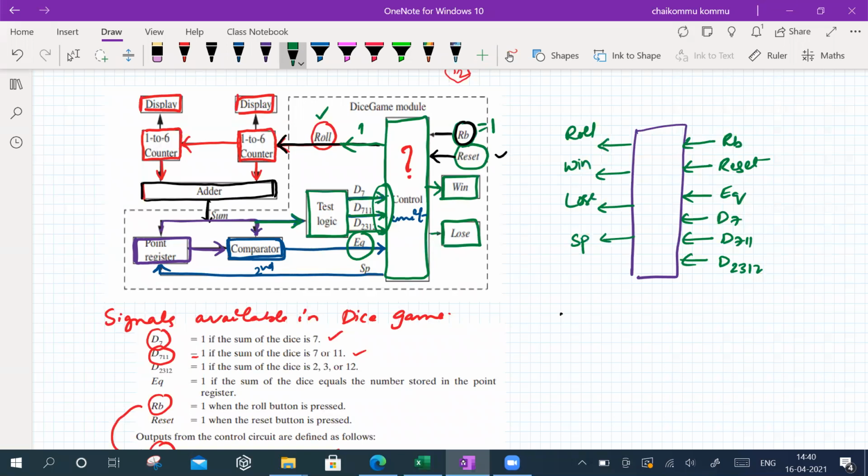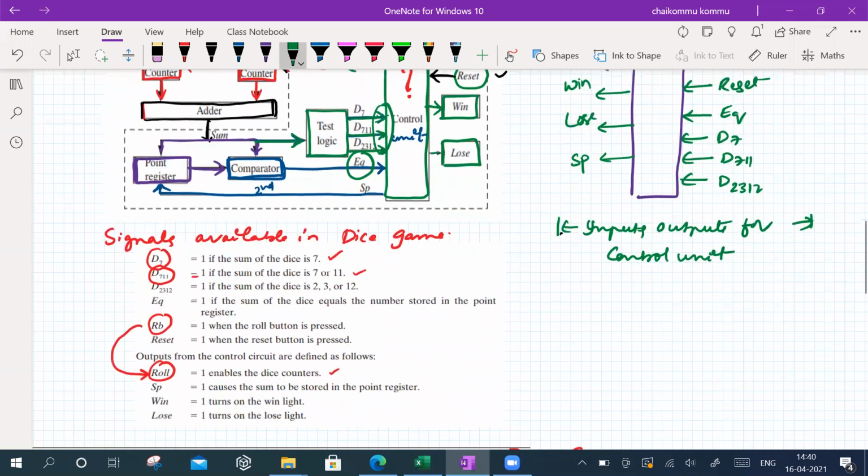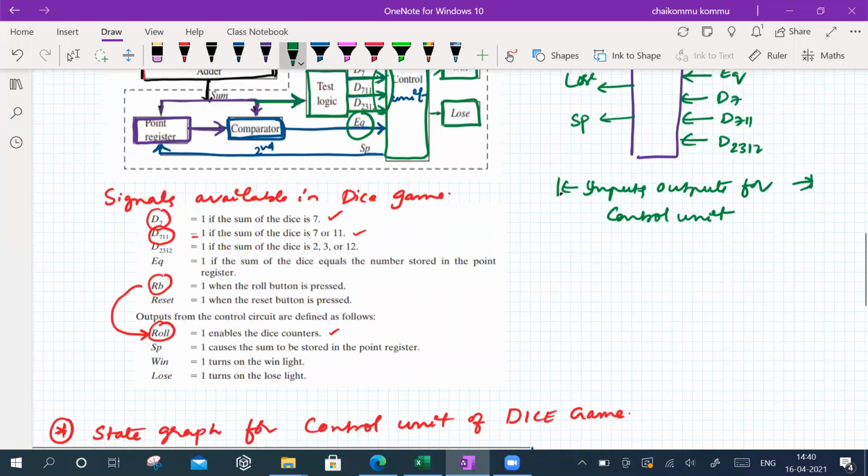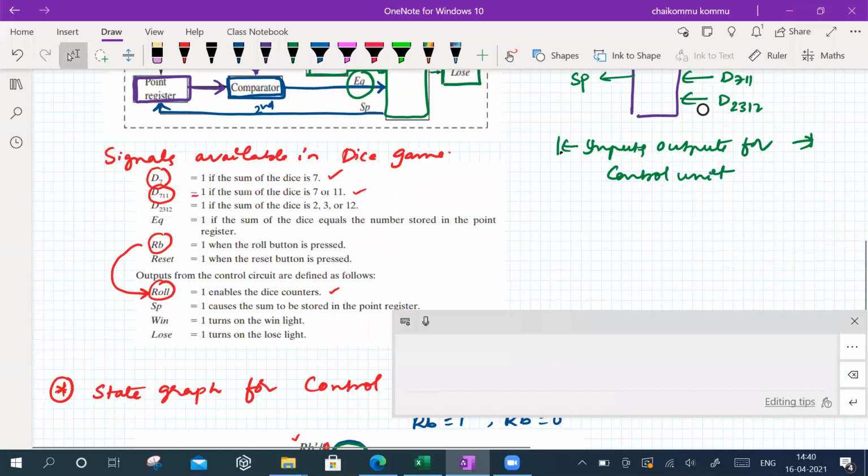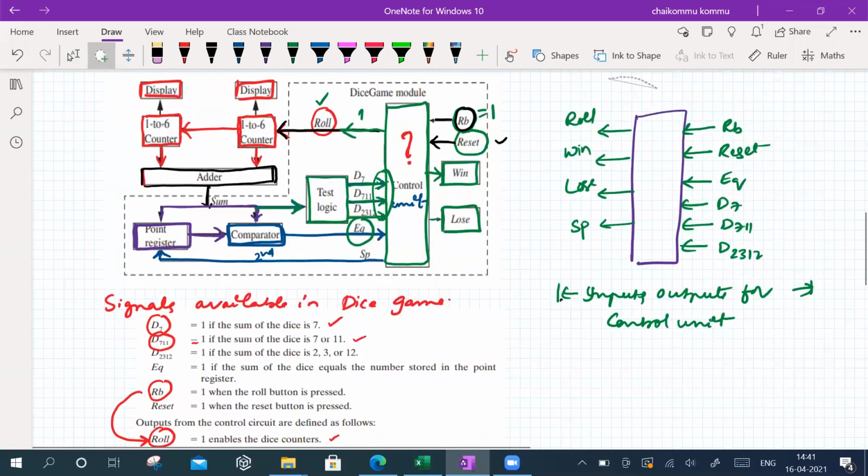It is generated. So therefore, the inputs and outputs for the control unit. Based on this control unit information only, we have to draw the state diagram. Okay, so I think it's better to copy this one and paste it here.